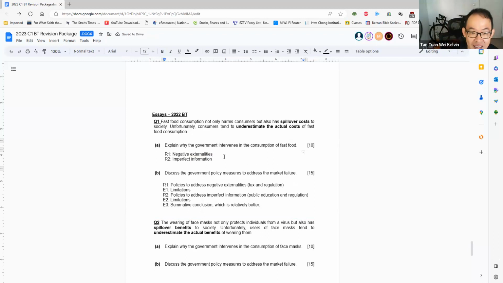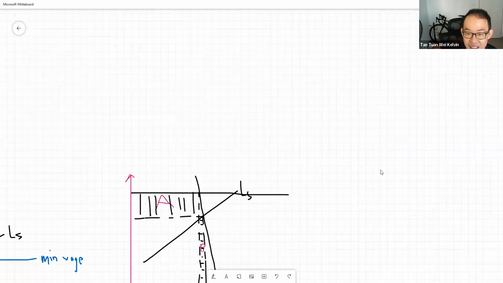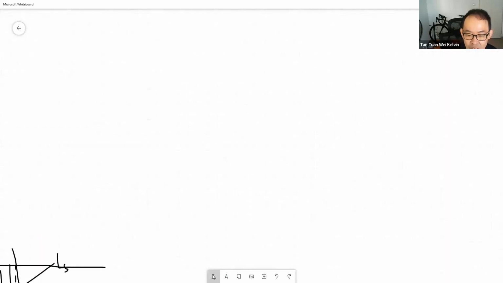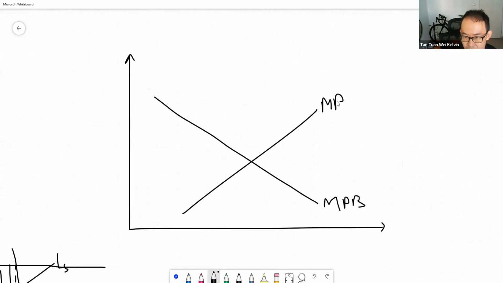Okay, so let's explain question 1, how the graph will look like. Let me use the Microsoft whiteboard again. So in case you are not aware, you can go back to the appendix, the last page of your big book. If you are drawing the imperfect information for part 1, we advise students to draw this. You have your MPB, MPC.